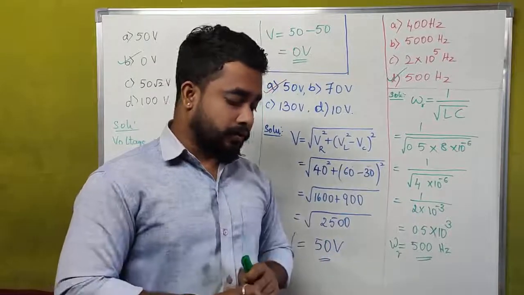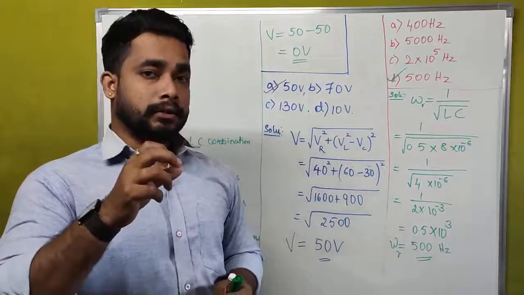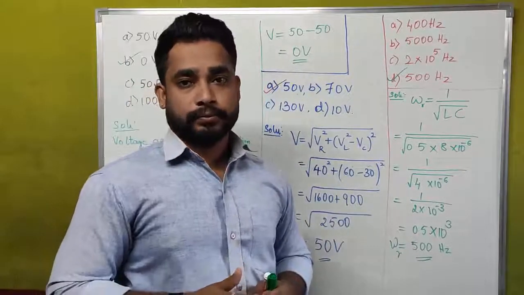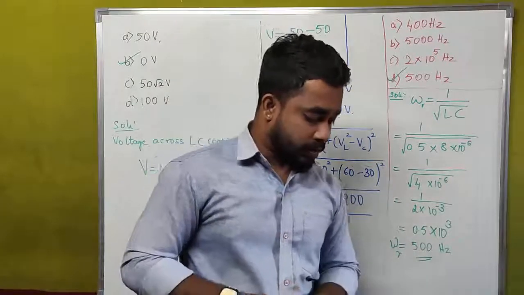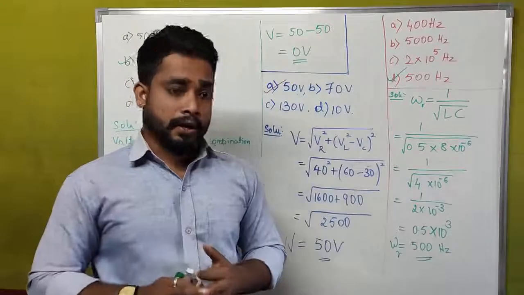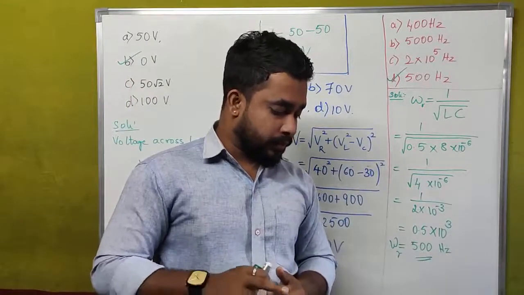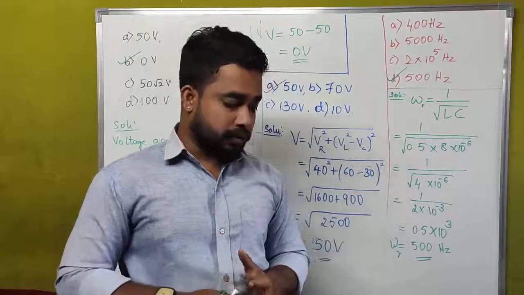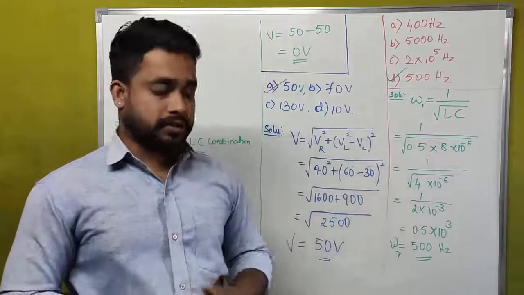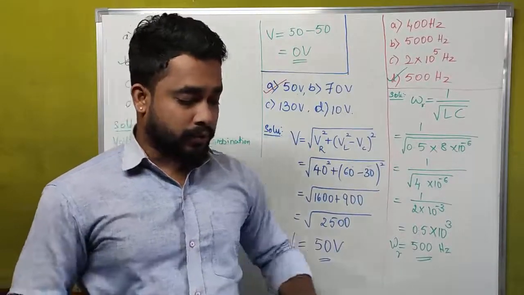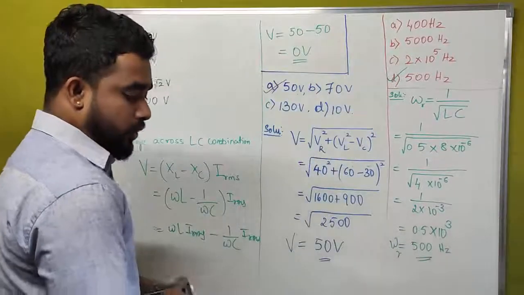The inductance of the inductor is equal to, here what we have to find out is the inductance of the inductor. Here what is given is a resistance of 100 ohm with a voltage of 40 volts across it, and 30 volts across the inductor. What we have to find out is the inductance. Let us see how we are going to do that.